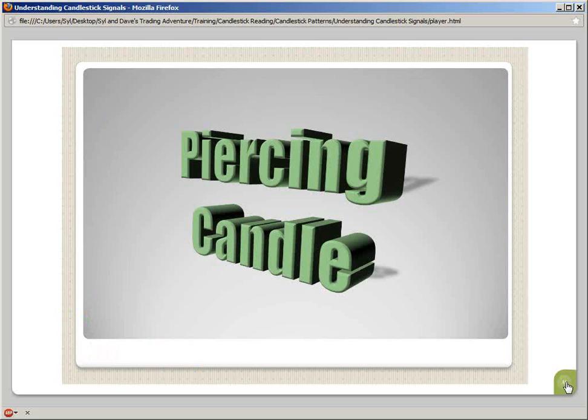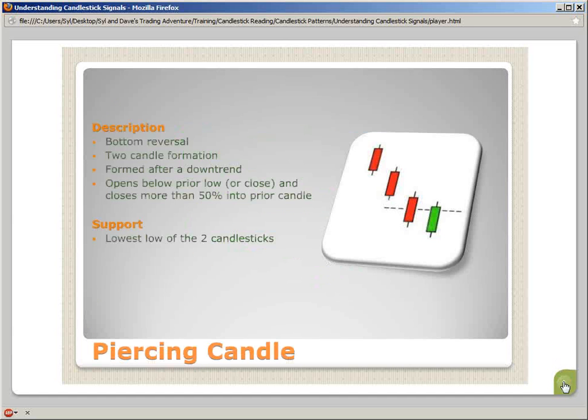Now we're going to go to the piercing candle. You can see why I only picked so many candles tonight, right? Because we're only a third of the way through. And I'm going to move faster now, because it's time.